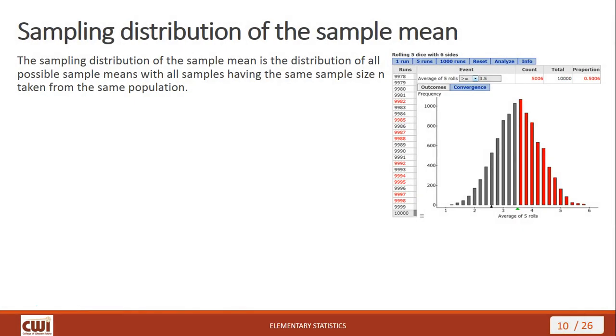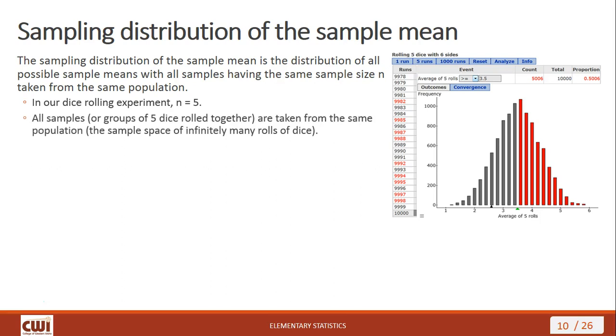The sampling distribution of the sample mean is therefore the distribution of all possible sample means, with all samples having the same sample size n taken from the same population. So for every sample of 5 dice rolls that we take from the population, we can put those values together to form a distribution, and that distribution will conform to the normal distribution. In our dice rolling experiment, we have a sample size of 5, because we're rolling dice 5 at a time. So each of these samples are taken from the same population.